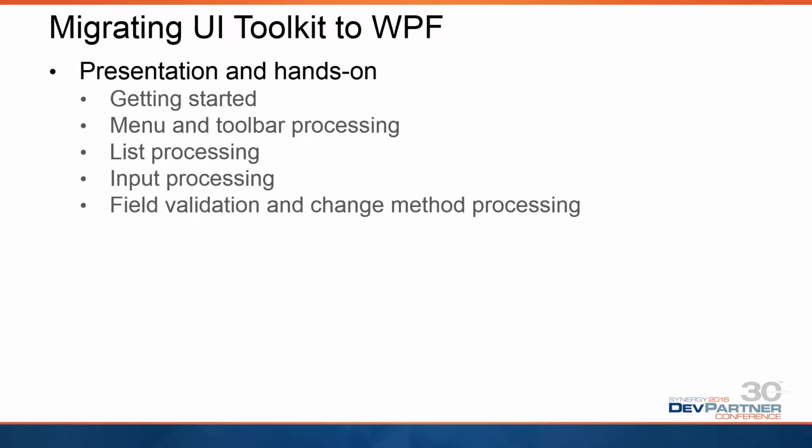List processing, obviously quite a powerful feature in UI Toolkit. We're going to show you how you can take your existing list processing and make it a grid inside a WPF application. Input processing, well, if you don't have a Toolkit program with input processing, the chances are it's not much of a program. And then we'll finish off with field validation and calling existing change methods to do your validation and how we can plug that through into the WPF world.